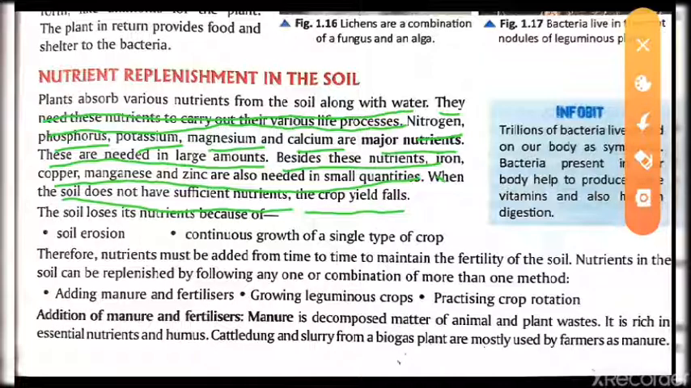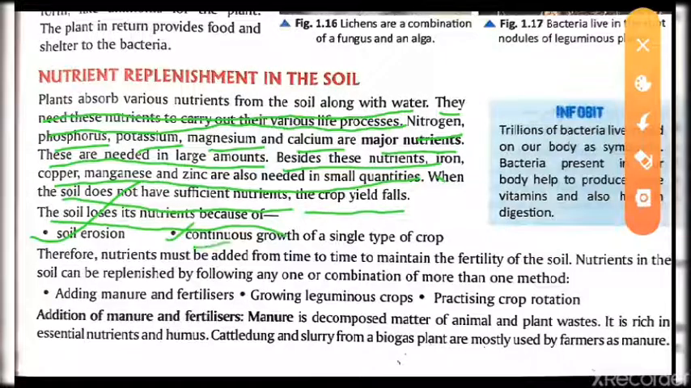The next point written over here: the soil loses its nutrients because of, and the reasons are given. The first point is soil erosion. Have you heard about soil erosion? Soil erosion means the movement of soil from one place to another by external effects, like flood or climatic conditions. If the soil is moving from one place to another, the upper part, which contains the nutrients, ruptures, so all the nutrients are washed away.